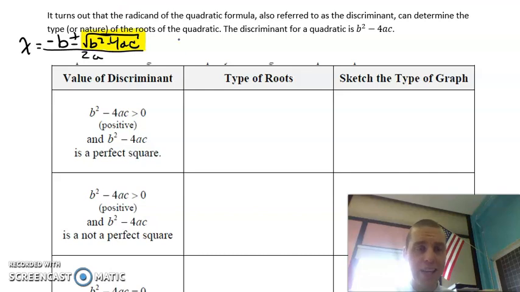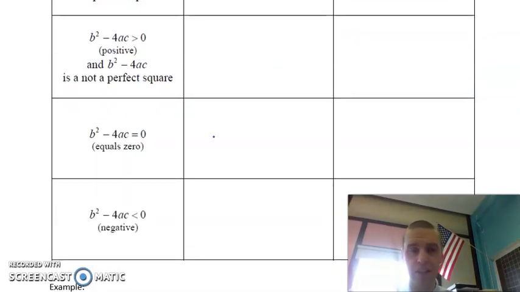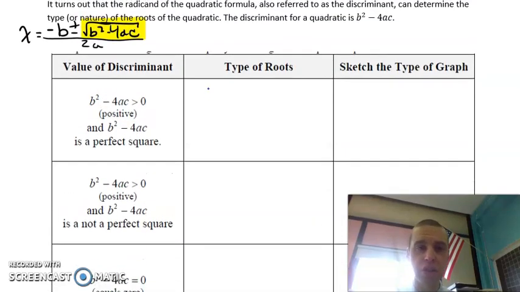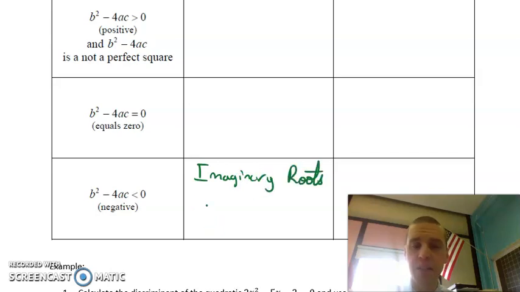And we know that if inside the radical is a negative number, which means it's less than 0, we know that the roots do not exist. If the roots do not exist, we then can say that these are imaginary roots. And to be specific, we're going to have two complex roots. And we'll get into that later on.